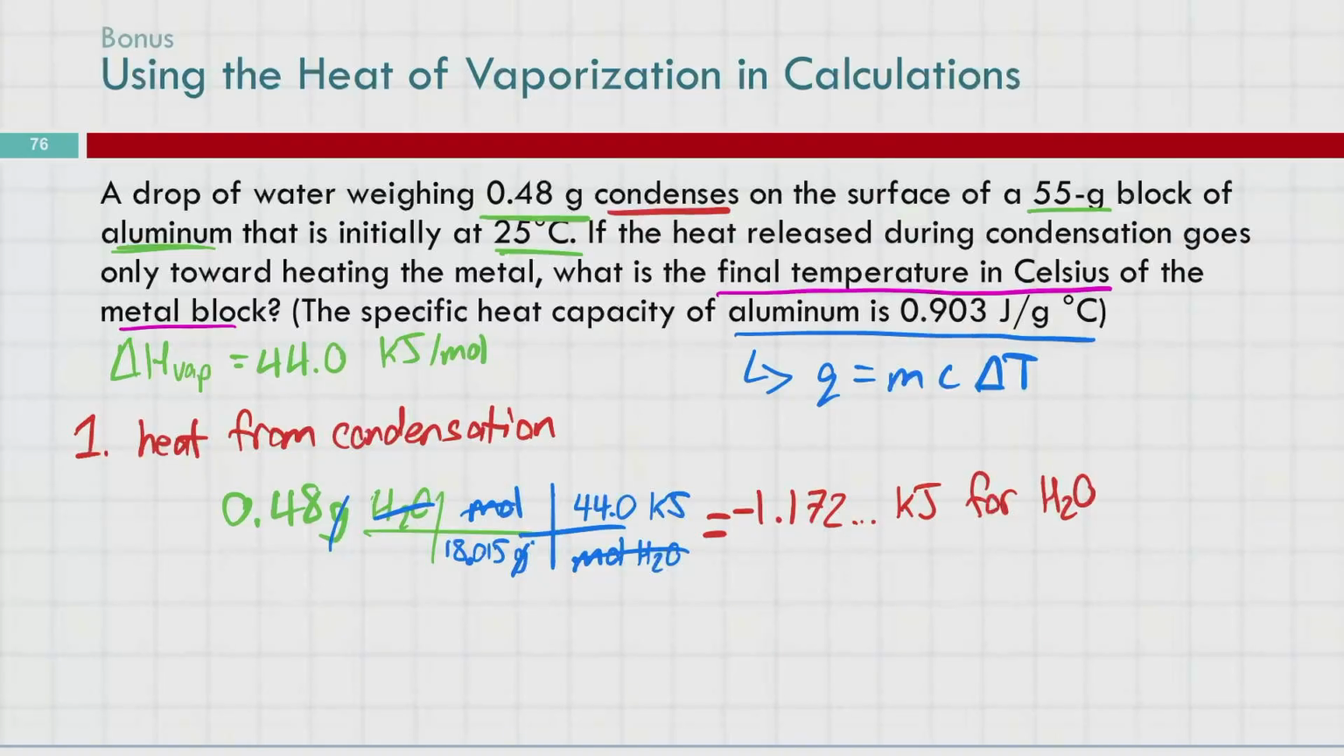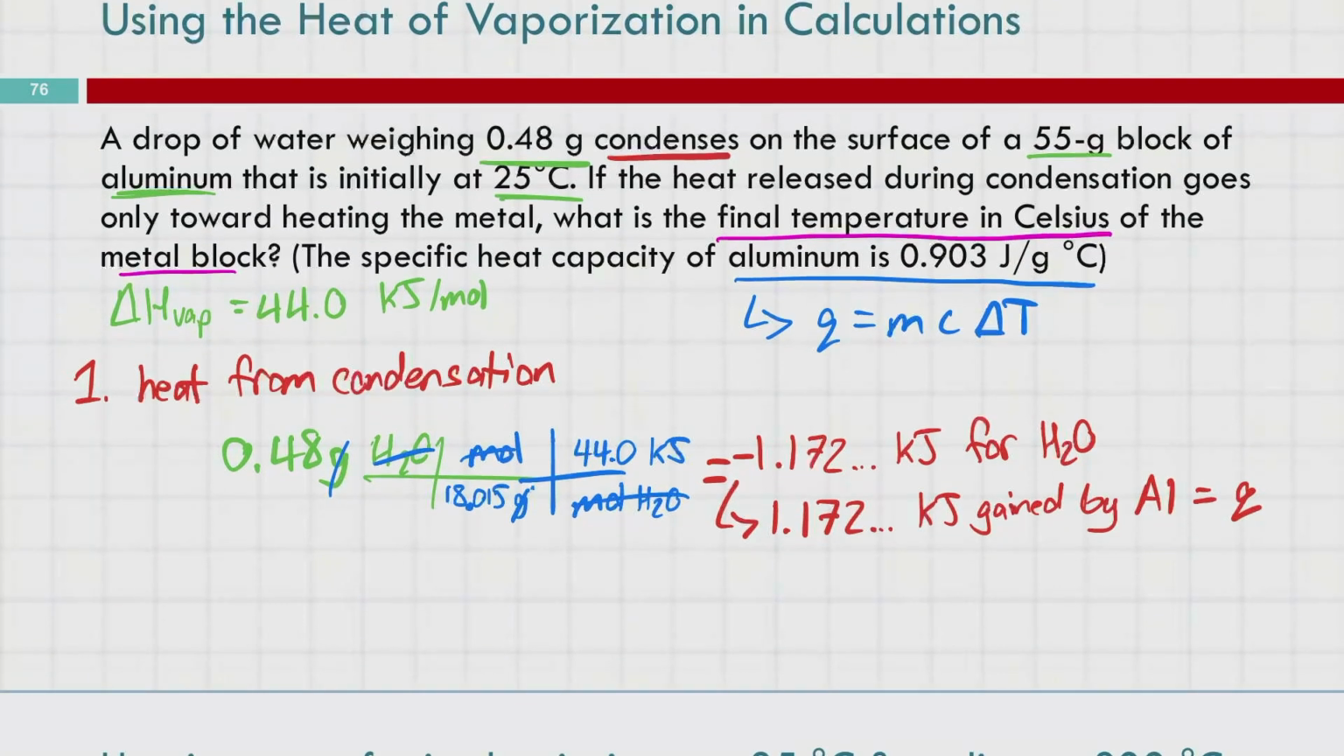That heat went entirely into the metal. So a positive 1.172 and change kilojoules gained by the aluminum. So this is our Q value that we're going to use in this Q equals MC delta T.